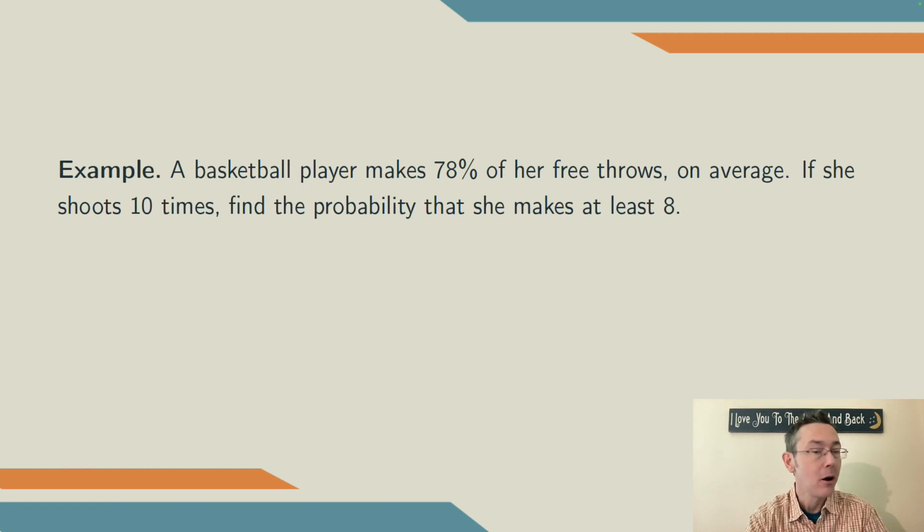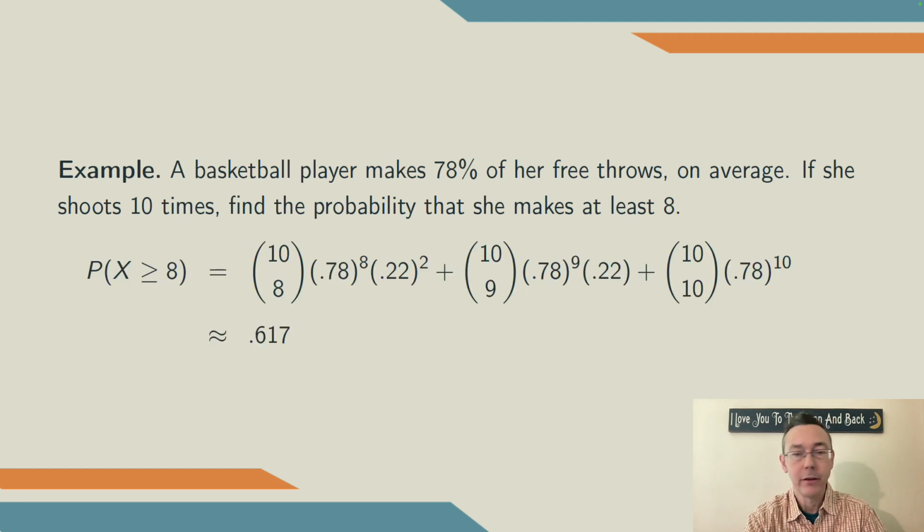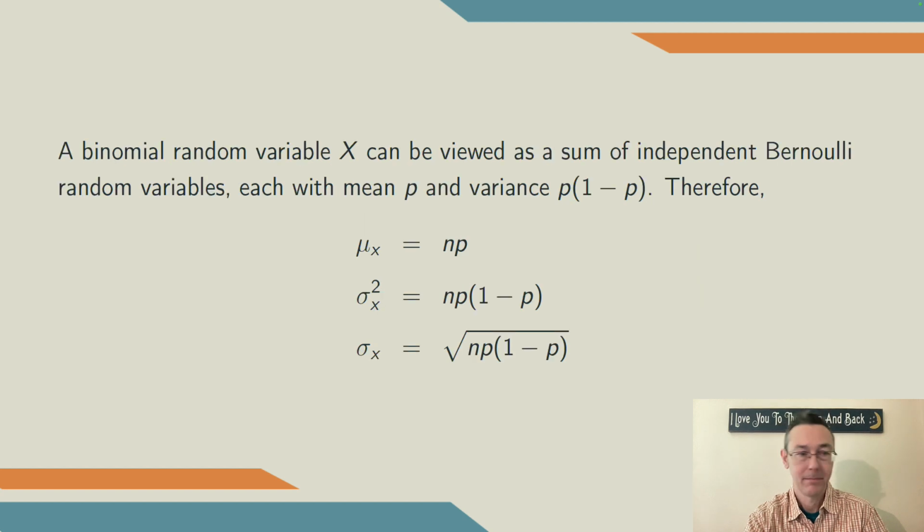Here's one for you to try on your own. You should pause the video before seeing my explanation. So she's still shooting 10 times, still has a probability of success of 0.78, but now I'd like the probability that she makes at least 8 shots. So the way I'm doing this is by finding the probability that she makes exactly 8, plus the probability that she makes exactly 9, plus the probability that she makes exactly 10. So I'm plugging in 8, 9, and 10 into the formula that I had a few slides ago for binomial probabilities. Adding everything up, I'm getting 0.617.